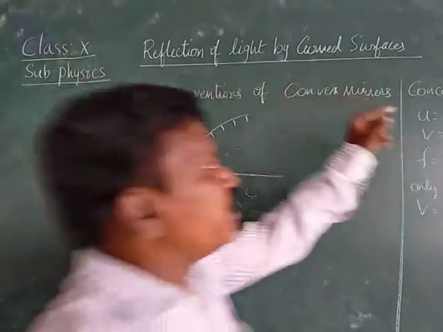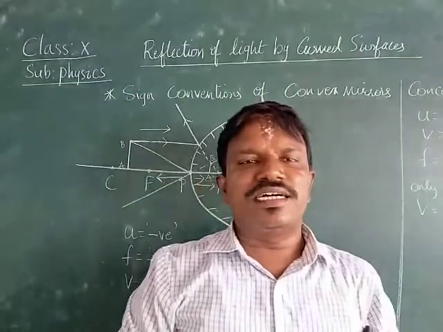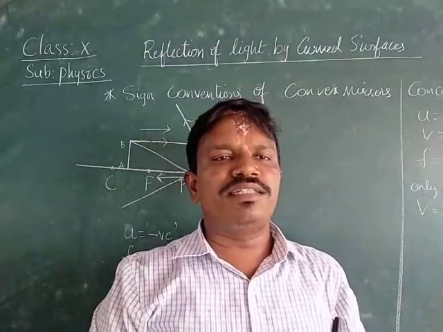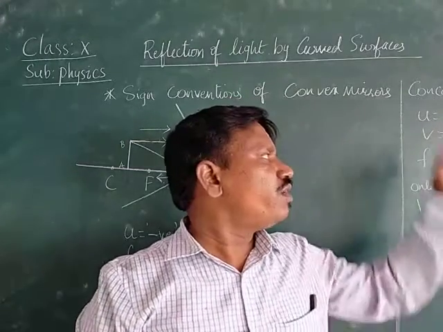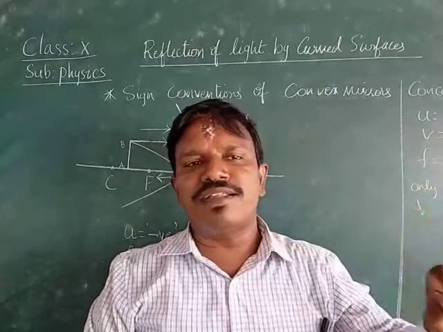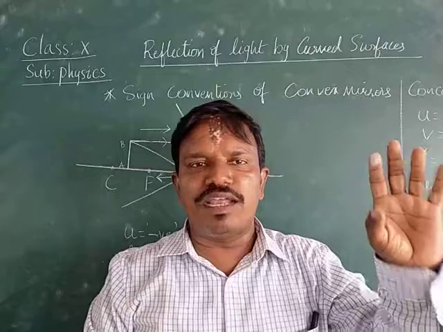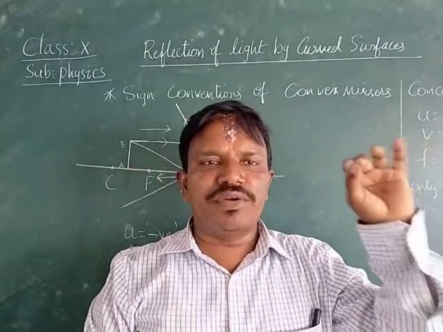But for the concave mirror, all the terms are negative. You should note this down. Blindly we should remember the sign conventions of the concave mirror: if they say concave mirror, U is negative, V is negative, F is negative.